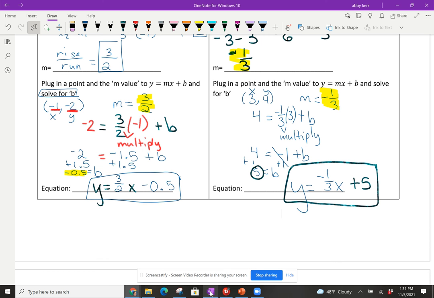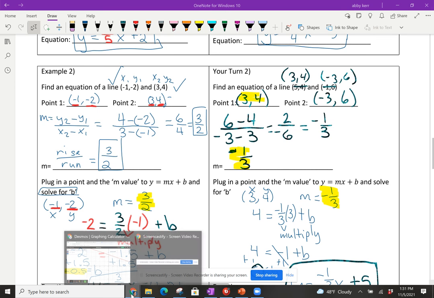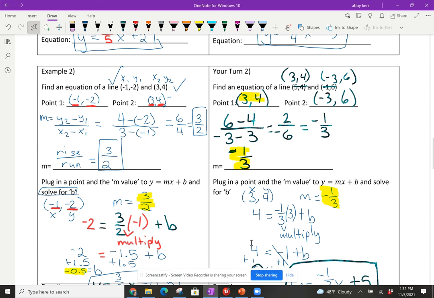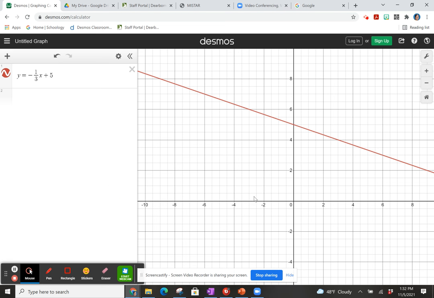So let's check. We have the ordered pair 3 comma 4. Let's see on Desmos if it's there. So 3 comma 4, yes, is an ordered pair. Okay, 3 comma 4 is there. And then the next ordered pair is negative 3 comma 6. So negative 3 comma 6 is also there. So since both of those ordered pairs are on the line, then we know that we did it correctly.